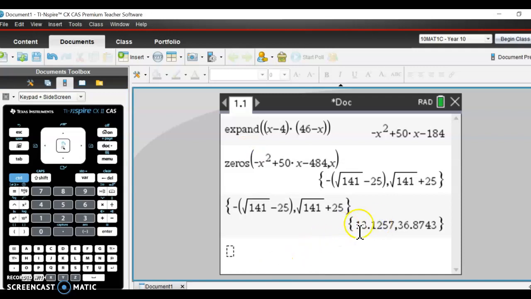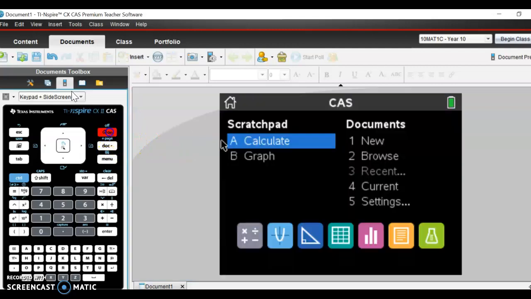So we need to go 13.1, nearest millimeter, that's 131. The other one is 36.8 or 368.7. So the nearest millimeter is 369. The other option, of course, would be to graph it.